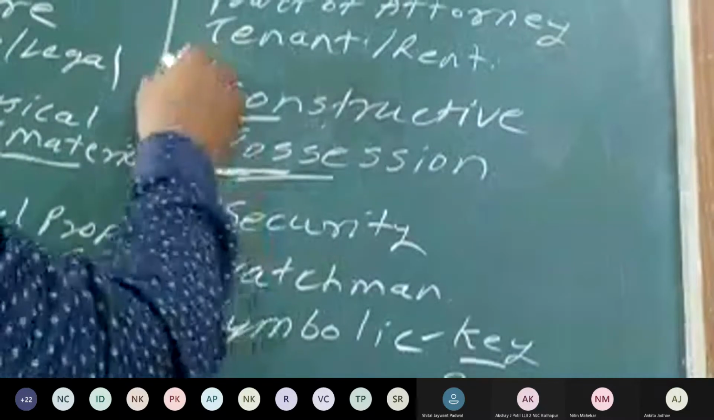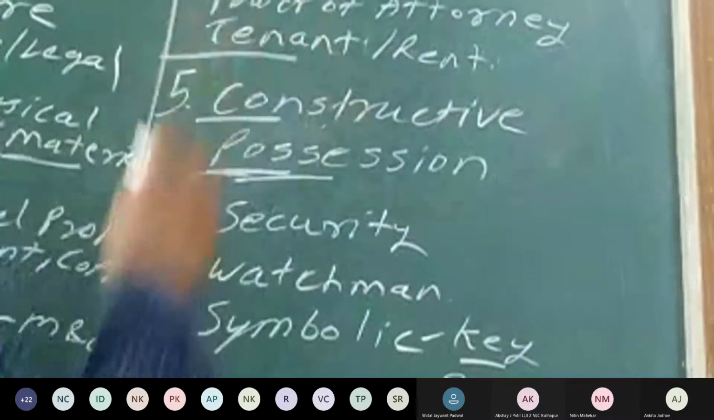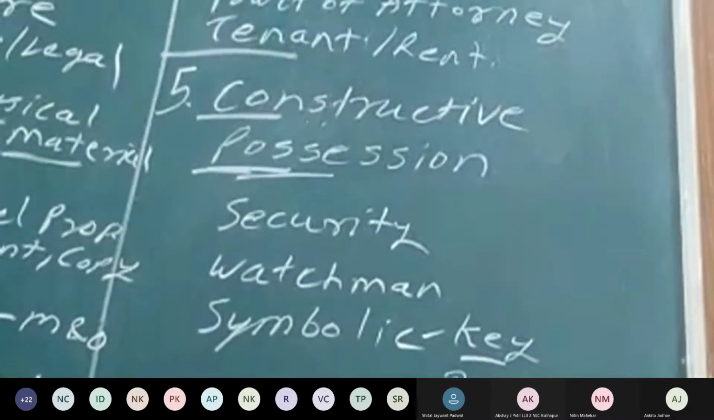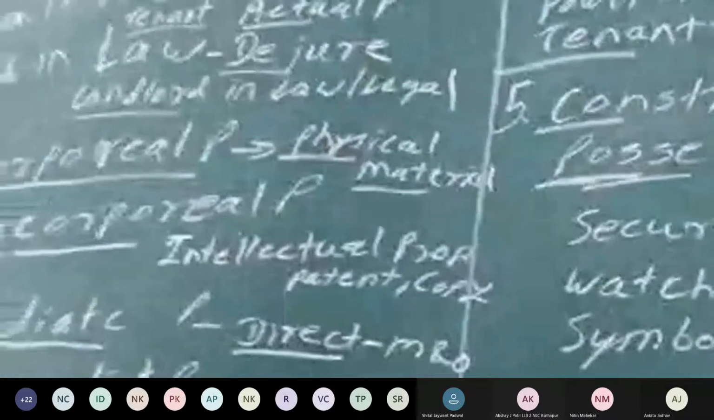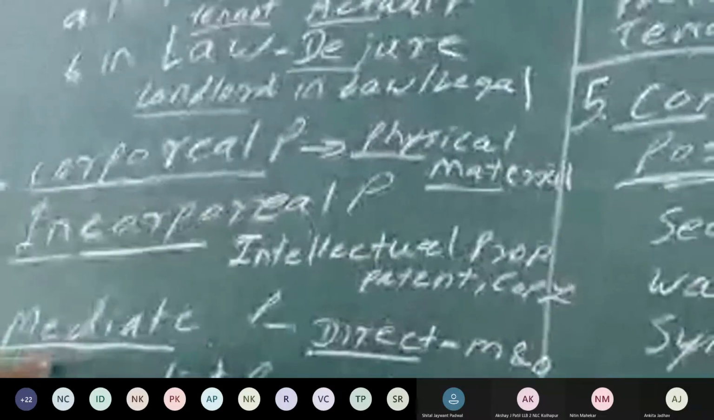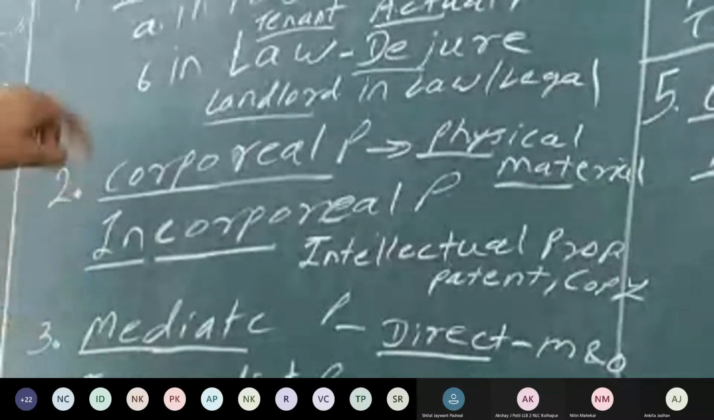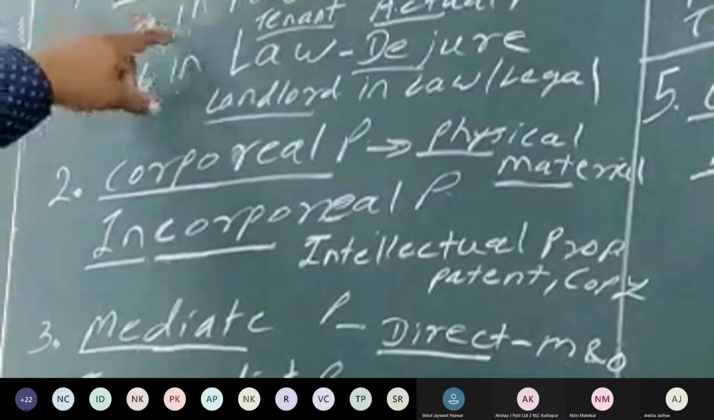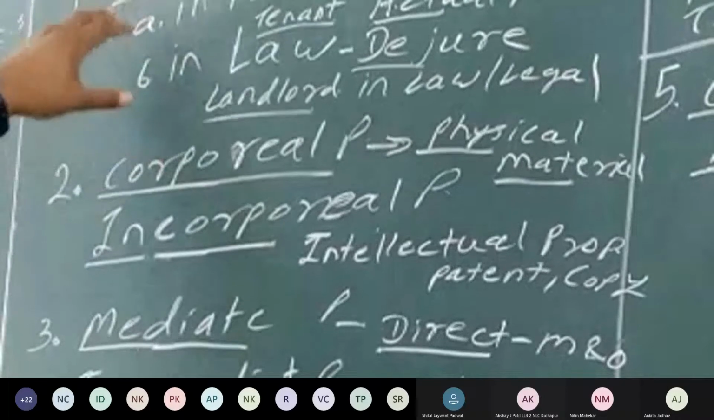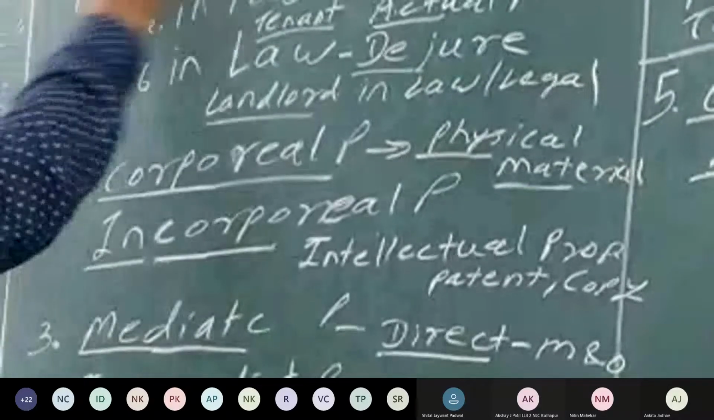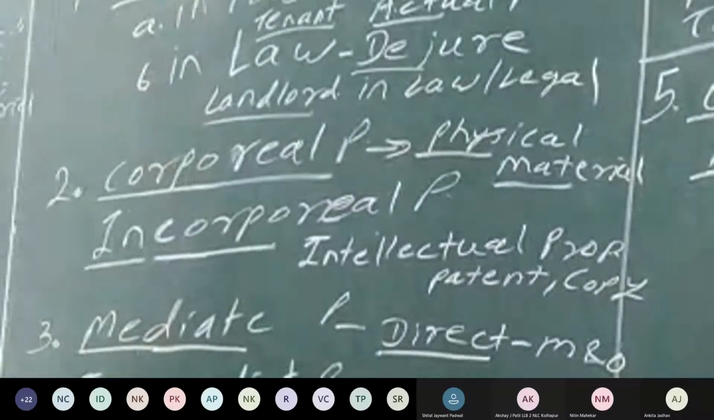Okay. Therefore, constructive possession, adverse possession, mediate possession, immediate possession, corporeal possession, incorporeal possession, possession in fact and possession in law are the different kinds of possession.